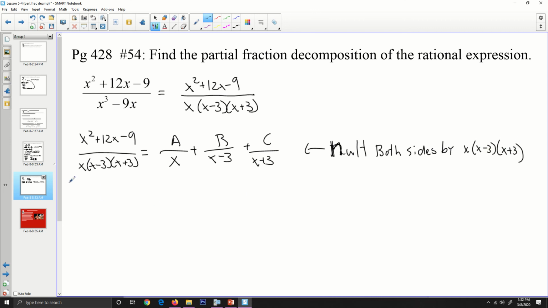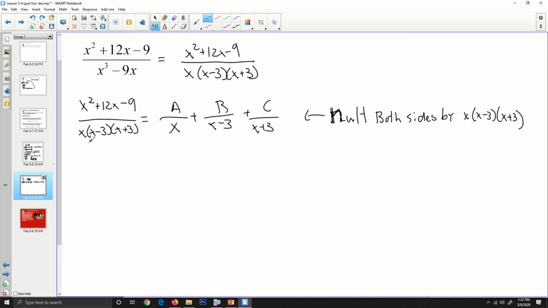I'm not going to write that out this time because we did it in the last one. But when I multiply both sides by x times x minus 3 times x plus 3, this x times x minus 3 times x plus 3 cancels out. I'm left with just x squared plus 12x minus 9. And then when I multiply x times x minus 3 times x plus 3 times a over x, the x's cancel, and I'll have a times x minus 3 times x plus 3.